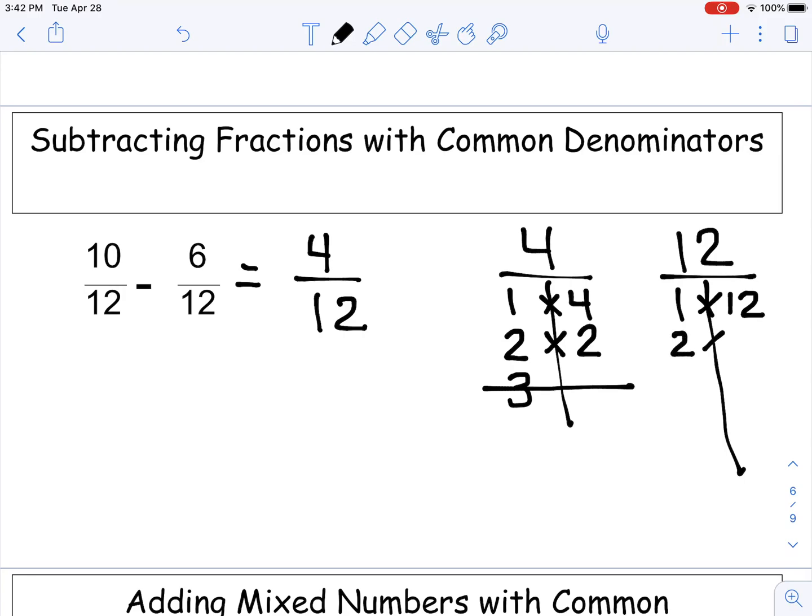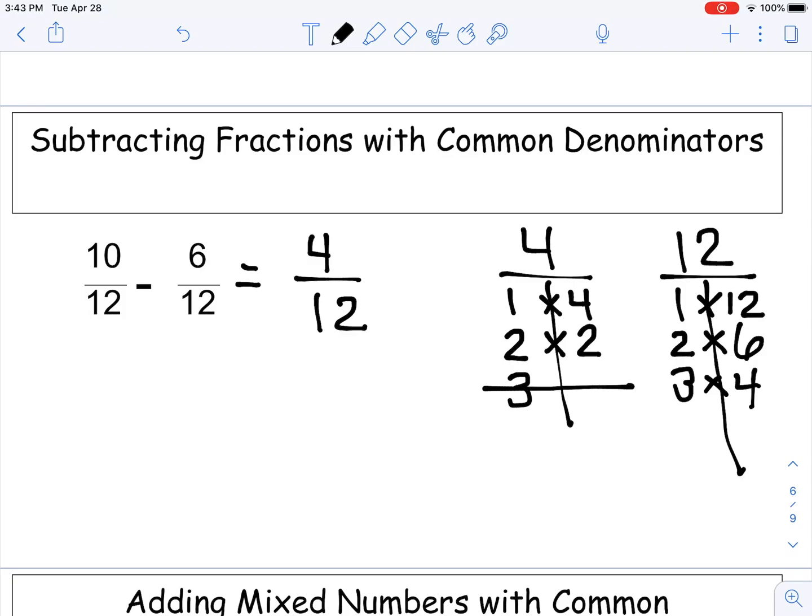After 1 is 2. And I know 2, if I need to check, 2, 4, 6, 8, 10, 12. 6 of those will give me 12. After 2 is 3. Let's try to skip count by 3s and see if it works. 3, 6, 9, 12. Yep, 4 groups. And I know after 3 is 4.